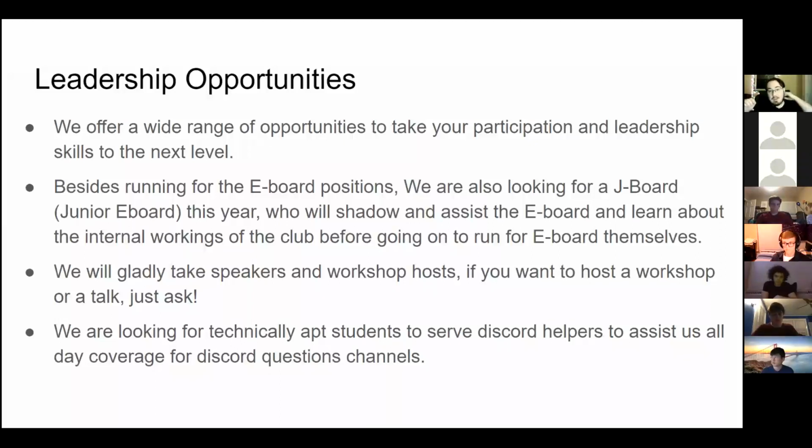So this semester, we are also looking for a JBoard, or junior eBoard, and they would shadow and assist us with the internal workings of the club, and then they could go on to run for eBoard themselves. Note, this is not an endorsement. You do not automatically become the position that you shadowed. You still have to run in the general election if you are a JBoard member. However, you probably wouldn't have much competition. Just saying. So if this sounds interesting to you and you want to learn more about the inner workings of the club, feel free to run for JBoard. That will be done using interviews.